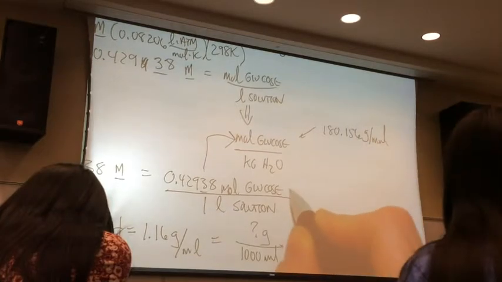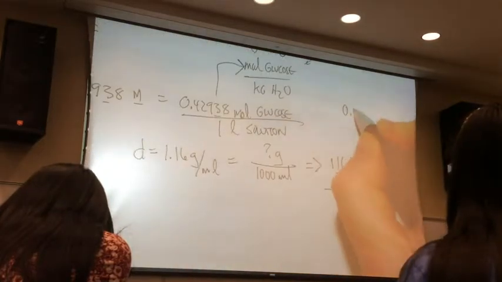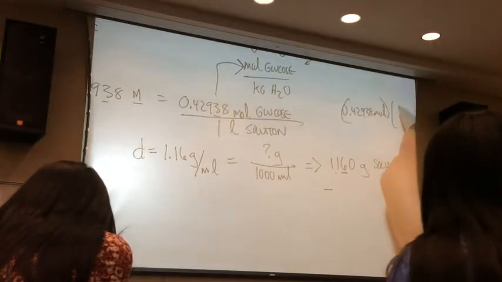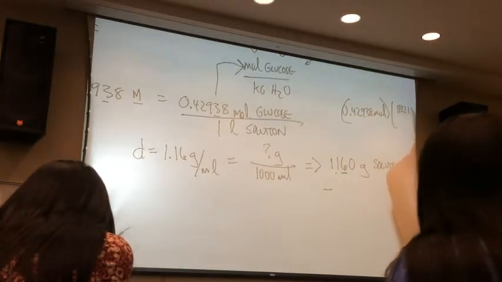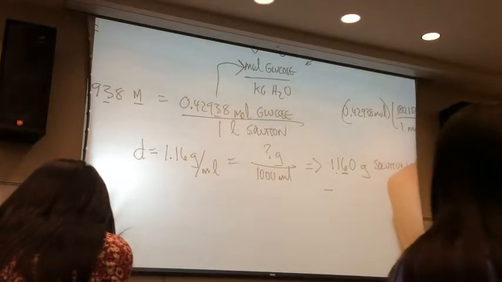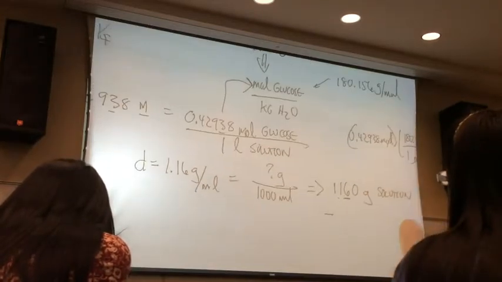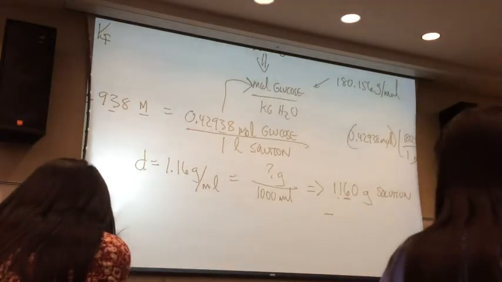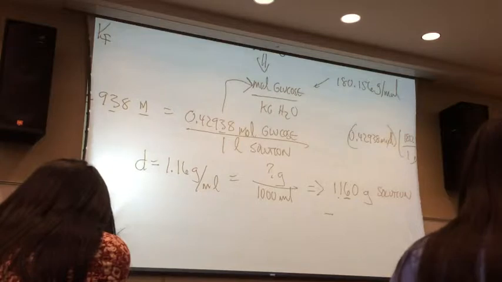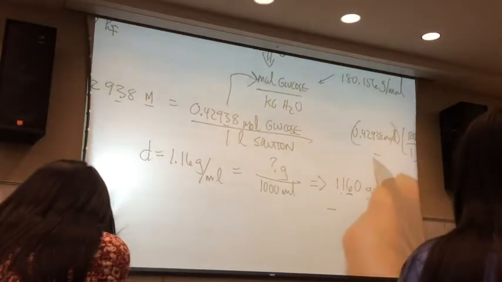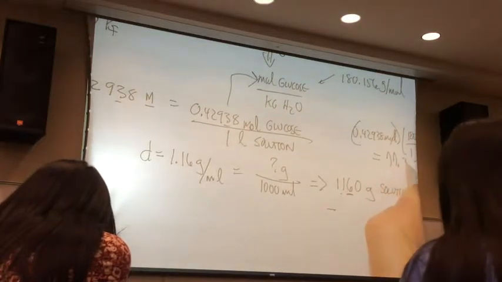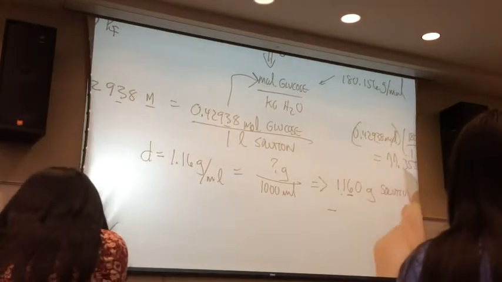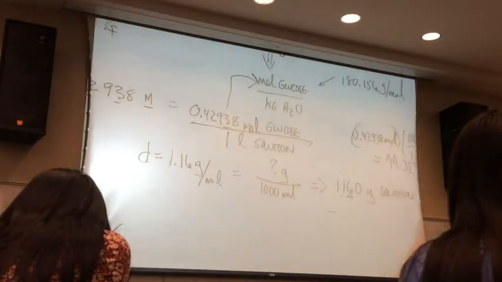So I take this number here, 0.42938 moles, right? And I have 180.156 grams per mole. That's going to tell me how many grams, so times 0.42938, right? So I end up with 77.355. Again, 4 sig figs, 1, 2, 3, 4. This is how many grams of glucose.